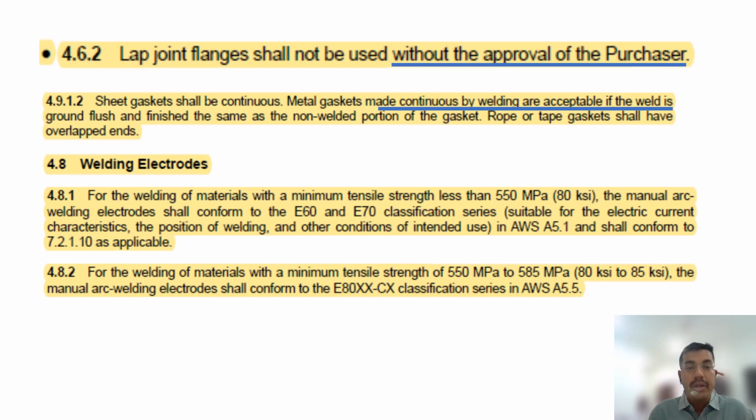Then we are continuing with our materials. Lap joint flanges shall not be used without the approval of the purchaser. That is true. As I told, the purchaser has all the powers. So those joints are not to be used without the approval of the purchaser.